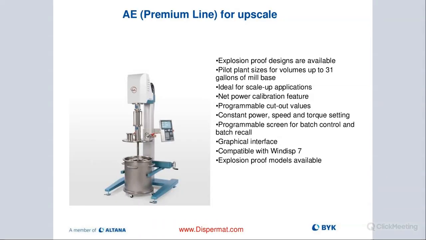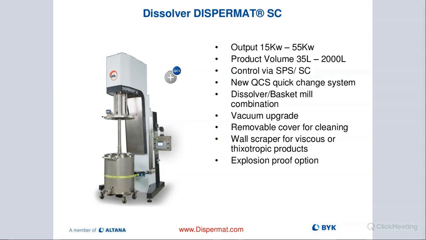This is the pilotized AE model, about 31 gallons of mill base, 150 liters. Same features as the smaller one, but just larger stand, larger motor, larger vessel. And then here is a production scale. We can go up to 2000 liters. Same technology, same motor technology here. We have the ability to also take advantage of that modularity, that quick change system. So we can rapidly change this dissolver and turn it over to a basket mill. So we can buy one machine to do both pre-dispersing and milling.